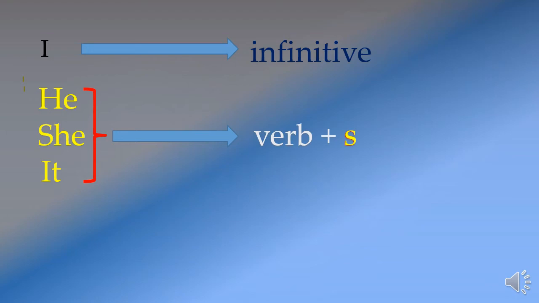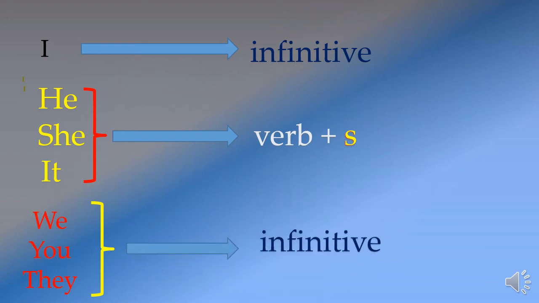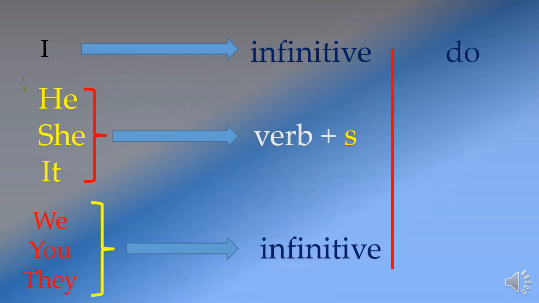With I we use the infinitive. With the pronouns he, she, it, we add s to the verb. With the pronouns we, you, they, we use the infinitive. And in the question form, with I we use do. With he, she, it we use does. With we, you, they we use do.